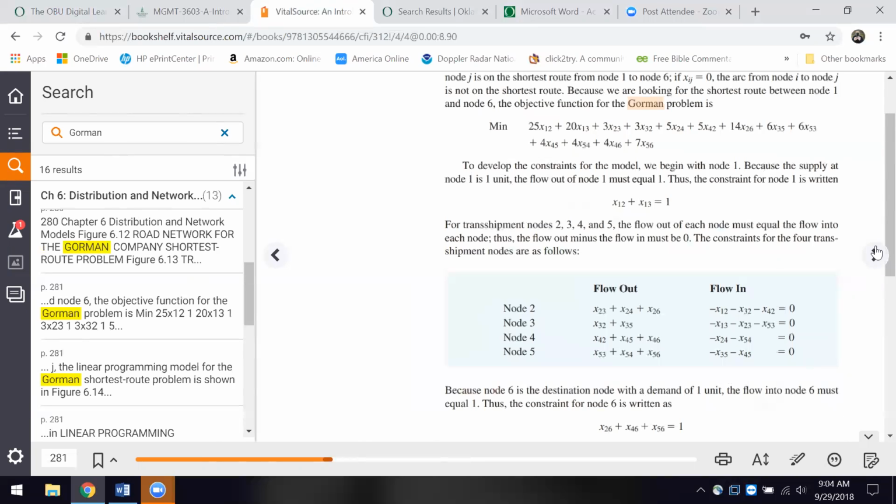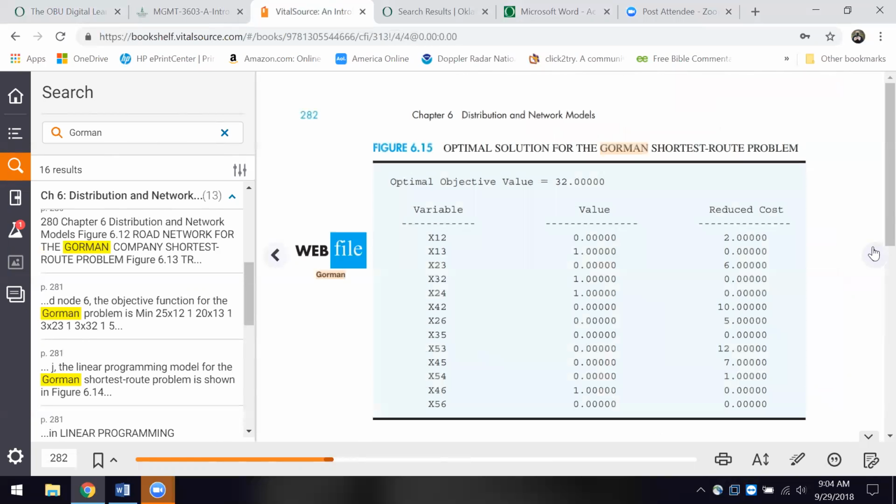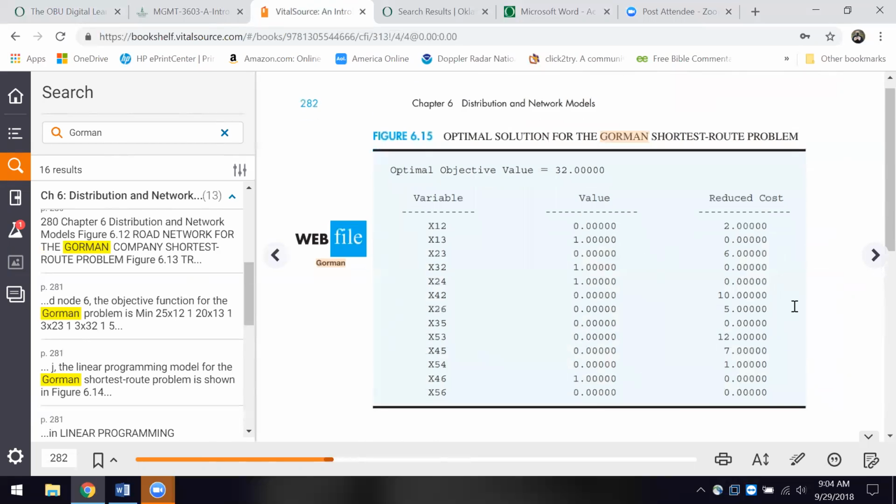And again, we get the optimal solution. And as we look at this, we're saying, okay, what's the value and how can we reduce costs? Are there big cost savings on particular routes? And we got our objective function value.